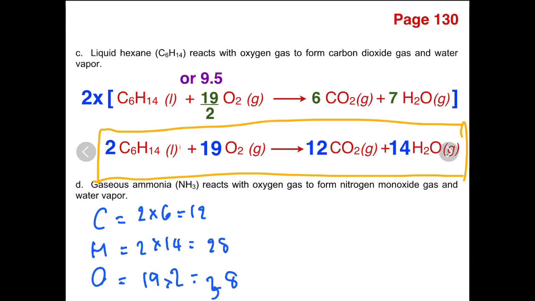Oh, sorry, 38. Okay, sorry, 38. 2 times 9 is 18. So 2 times 1 is 2 and 3. Yeah, so it would be 38. Now you can also check on the other side too.